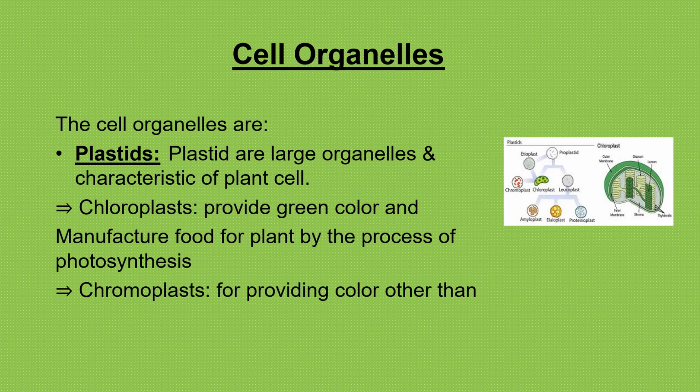Cell organelles, in that we are going to first see about plastids. Chloroplast is the plastid which contains green color, which is present in plants, and is held responsible for photosynthesis. Next, chromoplasts and leucoplasts are also there, which give different colors to the plant. They are present only in the plant cell.